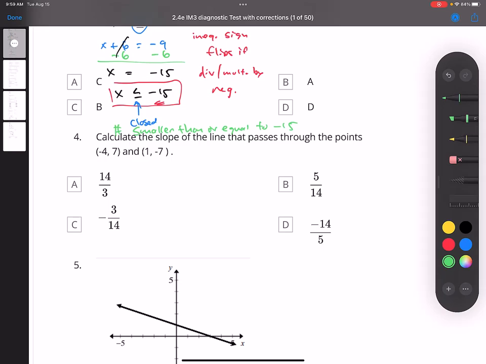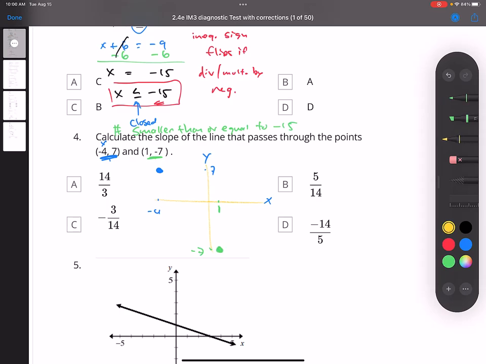Question number 4 tells me to calculate the slope. And so what I'm going to do is I'm just going to graph this. Negative 4. I guess I should have moved it. Negative 4, so x on the y, so left 4, and then up 7. That's this point. This point in green, right 1, and then down 7. So that is this point.